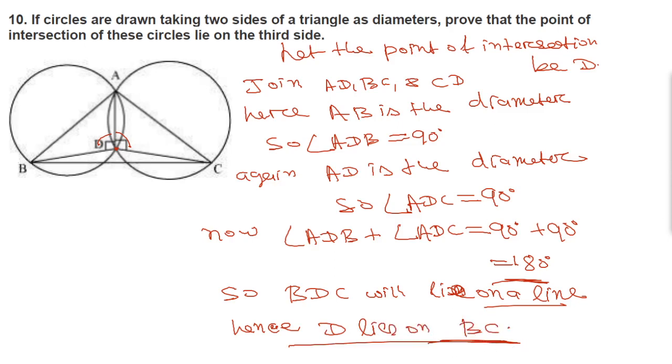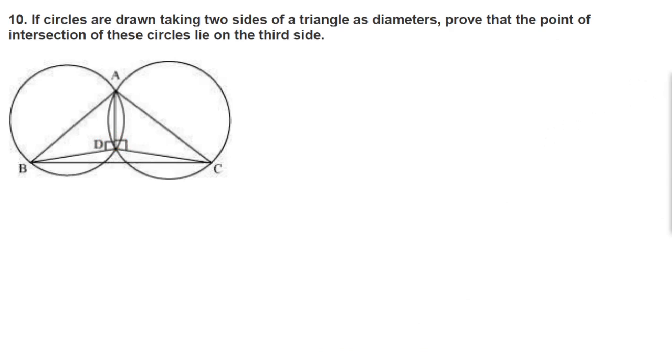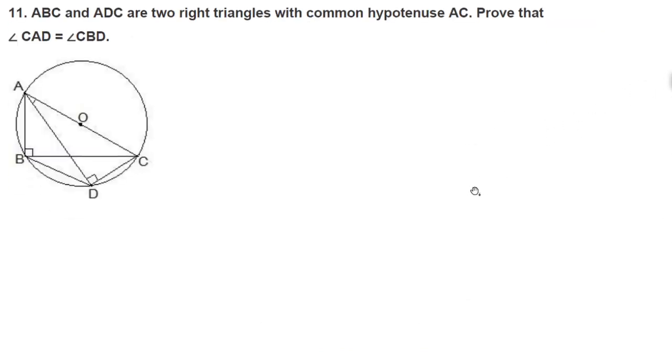Okay. So now we'll move to the next question, question number 11. So let's start question number 11. ABC and ADC are two right triangles with common hypotenuse AC. So common hypotenuse is AC here. Prove that angle CAD is equal to angle CBD. We have to prove this.